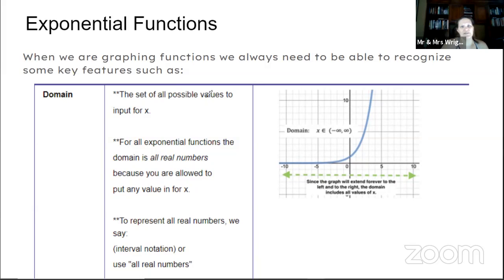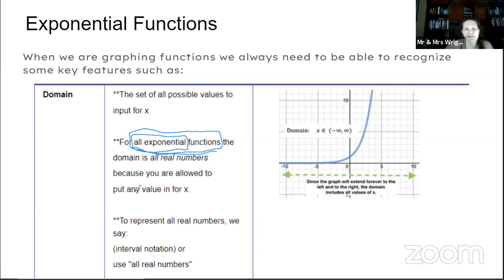Let's see what this says. The set of all possible values input for X, the input or independent value. For all exponential functions, the domain, that's key right there. For all exponential functions, all. What does all mean? All means all. Every single exponential function, you already have the answer to this. It doesn't matter. You don't even need to look at the graph. You don't need to look at the equation. For every single exponential function, it will be a domain of all real numbers.